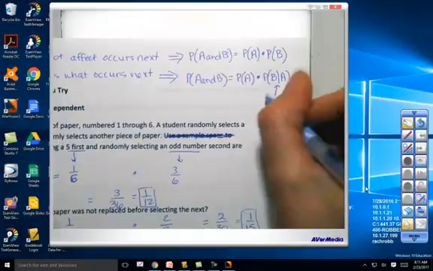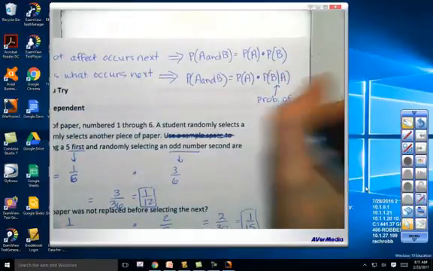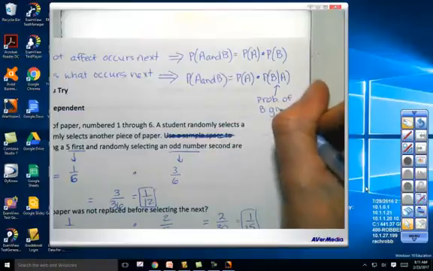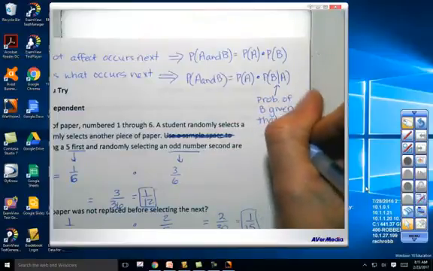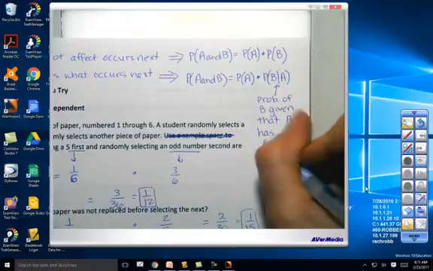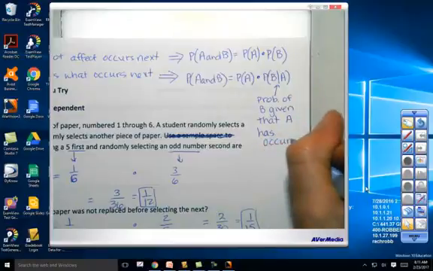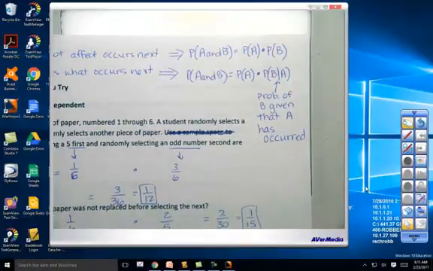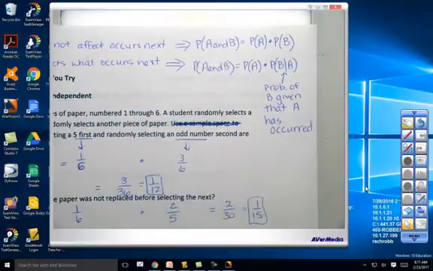So what this means is the probability of B given that A has occurred. And that's what's called a conditional probability, which we'll actually be calculating on its own a little bit later.